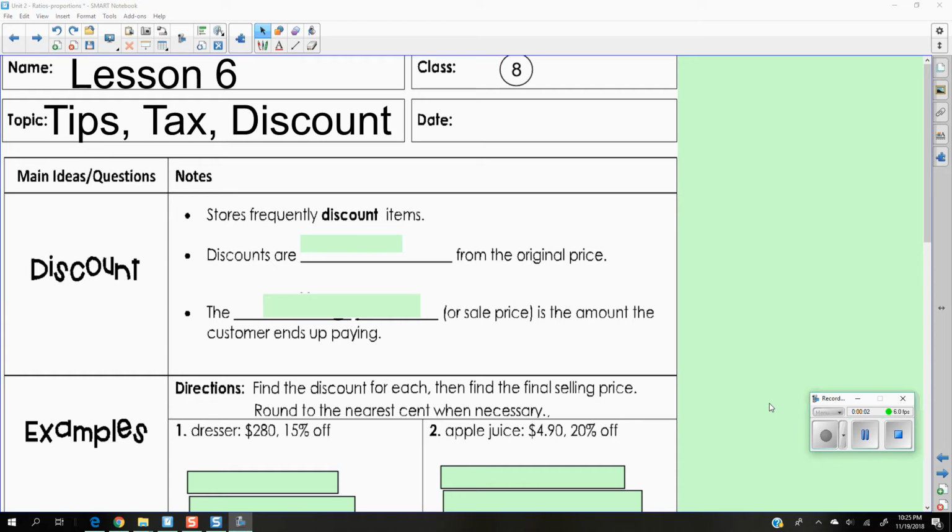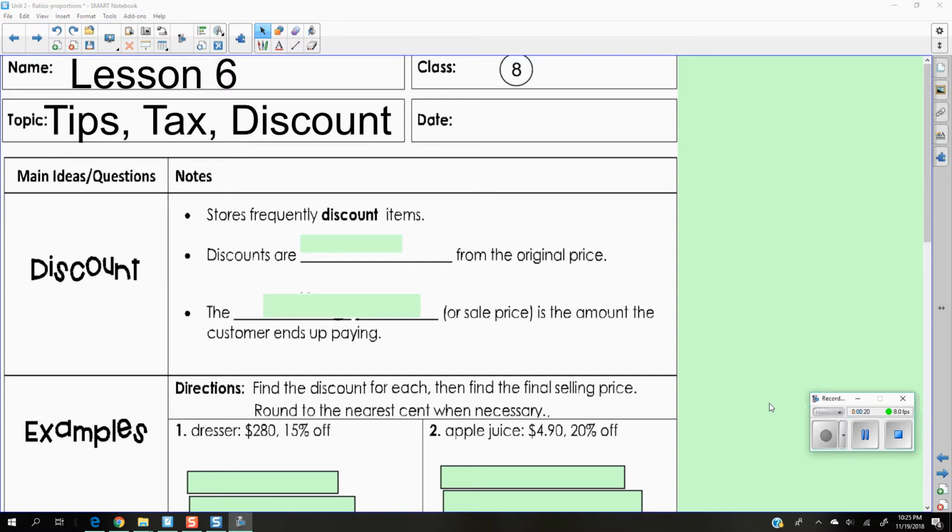All right, guys, this lesson is lesson 6. We're going to be learning about leaving tips, adding tax, and getting discounts. It is page 8 in your binder. We're going to start with discount.